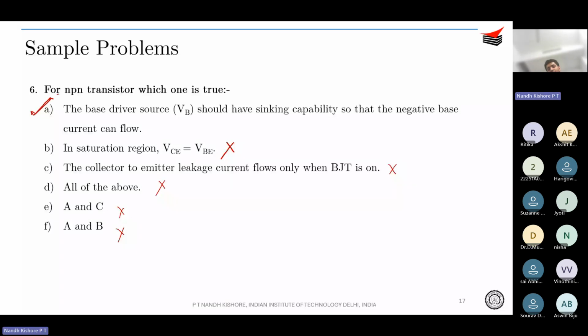So the base driver needs to have sinking capability so that negative base current will flow. When will negative base current flow? A negative base current flows when you are turning on and turning off the device. During turn off, a particular negative base current will flow, and this is something that I think is there in the lecture slides.